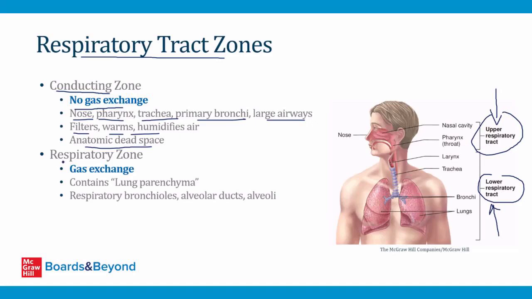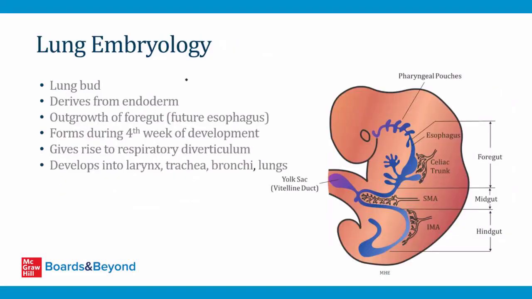Besides the conducting zone, the rest of the respiratory tract is called the respiratory zone. This is where gas exchange occurs. So this includes things like the respiratory bronchioles, the alveolar ducts, and the alveoli. It's said that the respiratory zone contains the lung parenchyma, and the word parenchyma means the functional tissue of an organ. So all these structures here are the functional tissue of the lungs, meaning they carry out the lungs' function of exchanging gas. Okay, so now that we've reviewed some anatomy, let's talk about lung embryology.